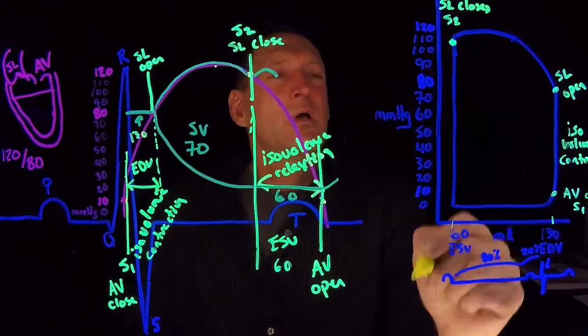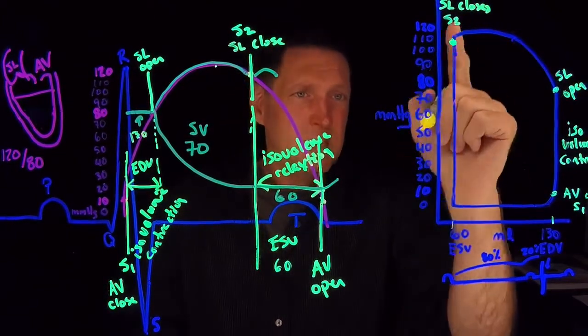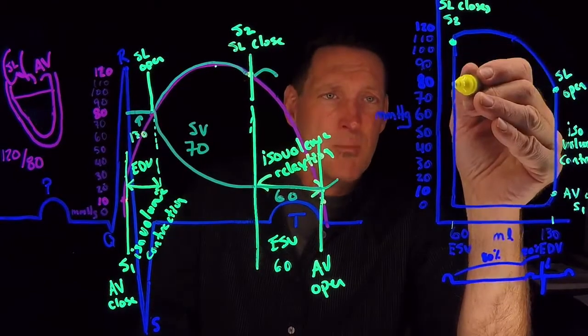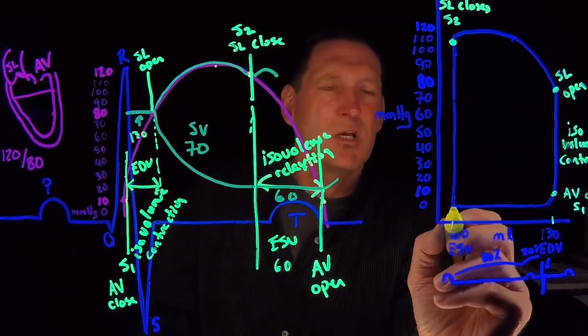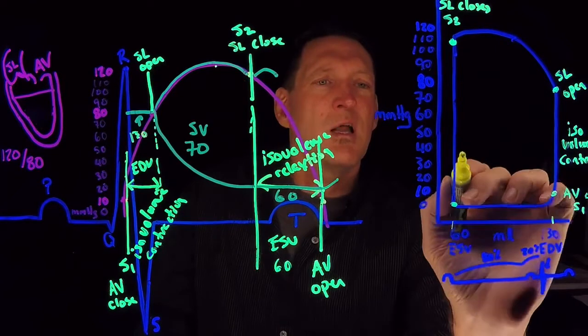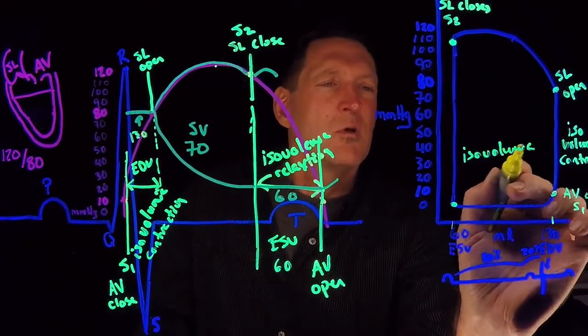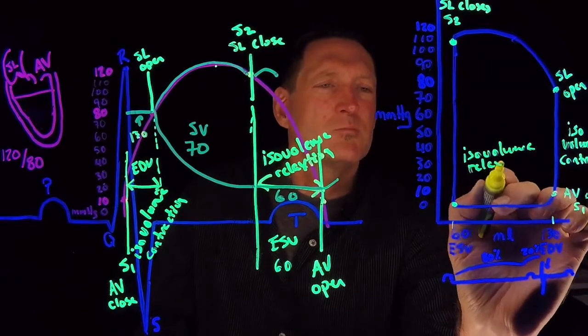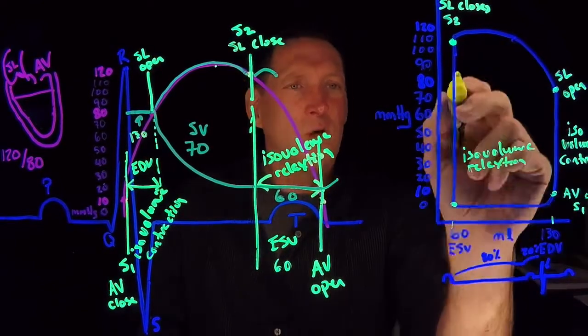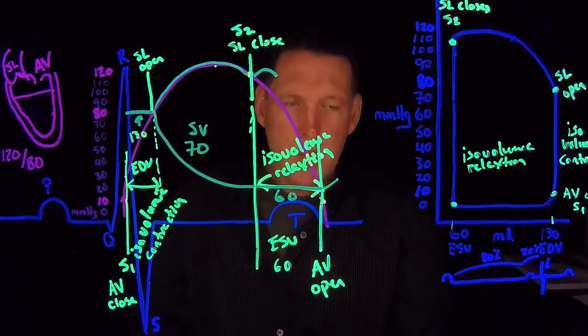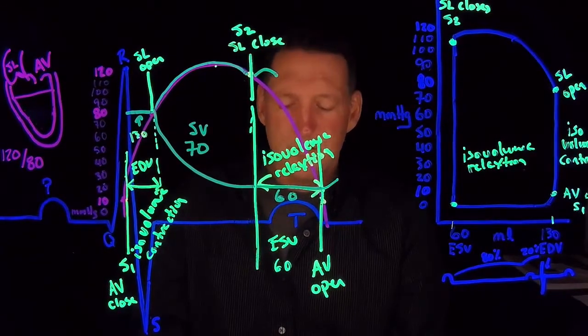All right? And then I'm going to drop along this axis. Now look what's taking place. I'm dropping the pressure, but the volume's not changing. And so this would be that isovolumic relaxation, all right, along this axis right here. And then, of course, it repeats itself.